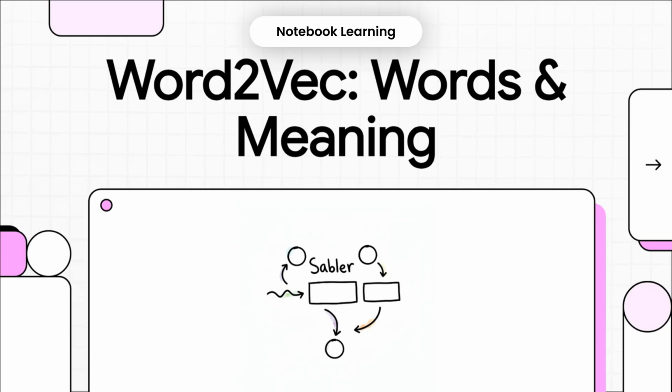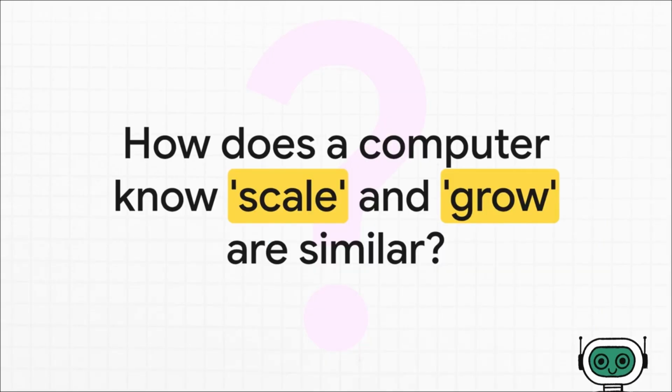Today, we're going to explore how we can teach a computer to understand the meaning behind words. We'll be looking at a technique called word-to-vec, which is all about learning the subtle relationships in human language. So let's start with a simple question. How does a computer know that saying scale your business and grow your business means basically the same thing?